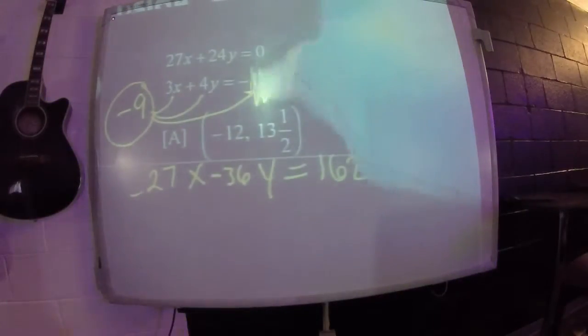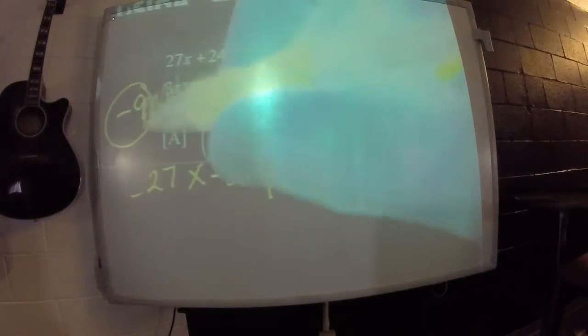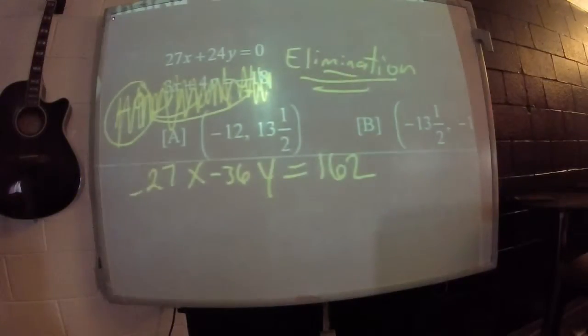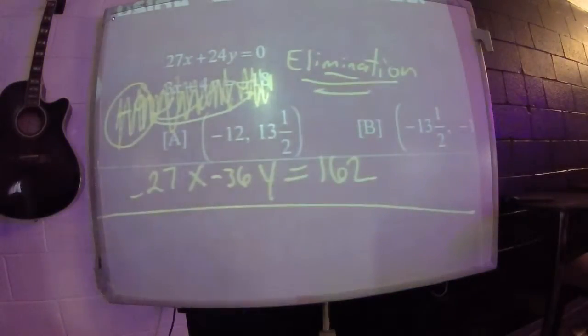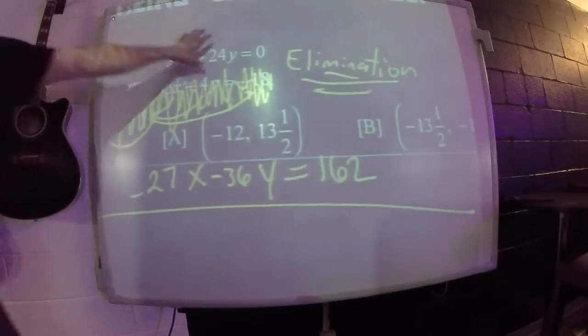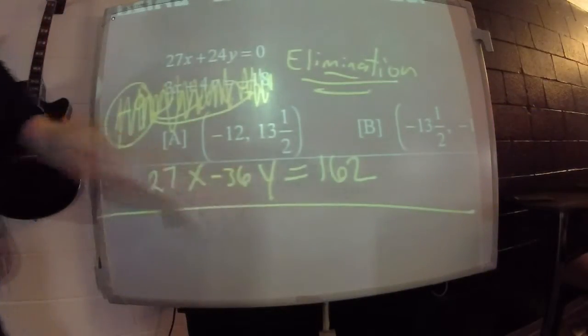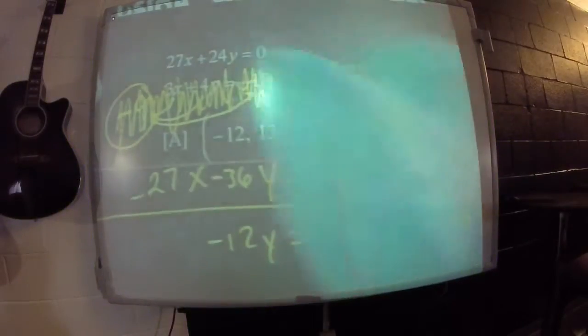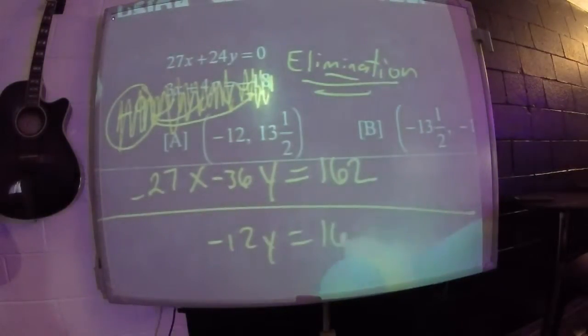Once I've rewritten the equation, I kind of want this out of my way. Put a line under it and add the stacks. 27 minus 27, what's that? Nothing. That's the elimination part of it. 24 subtract 36, negative 12. You got negative 12y equals 0 plus 162.